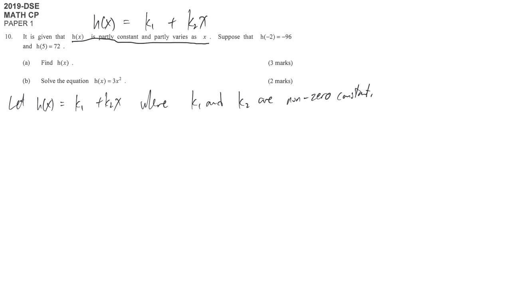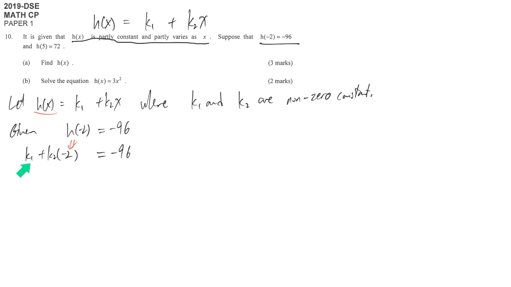And then they tell you two pieces of information. h(-2) is equal to -96. To handle this one, we may just use the definition of h(x), and then we change it by replacing x with -2. So this is k1 plus k2 times x, which becomes -2 now. It's -96. So they give you one equation with k1 and k2.